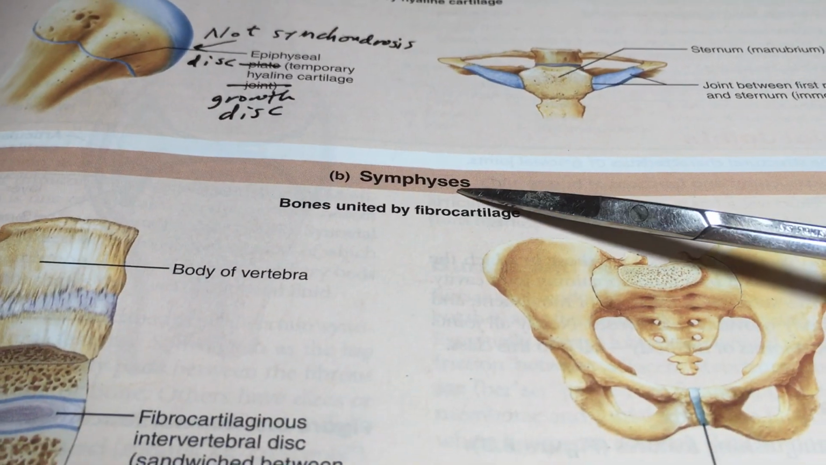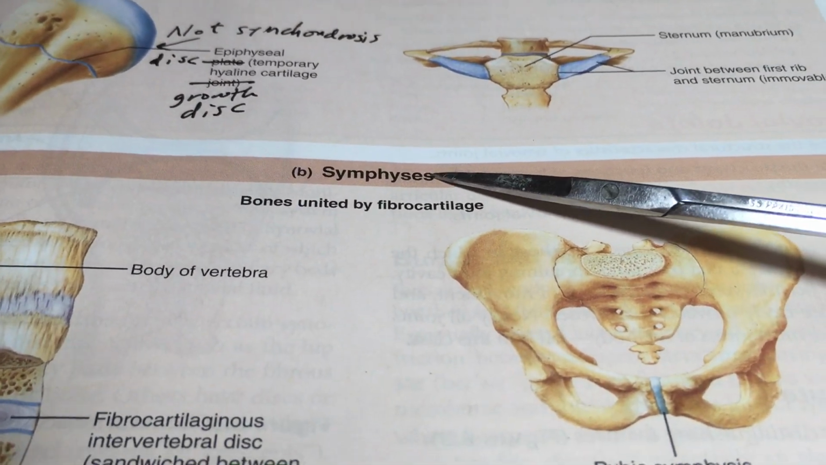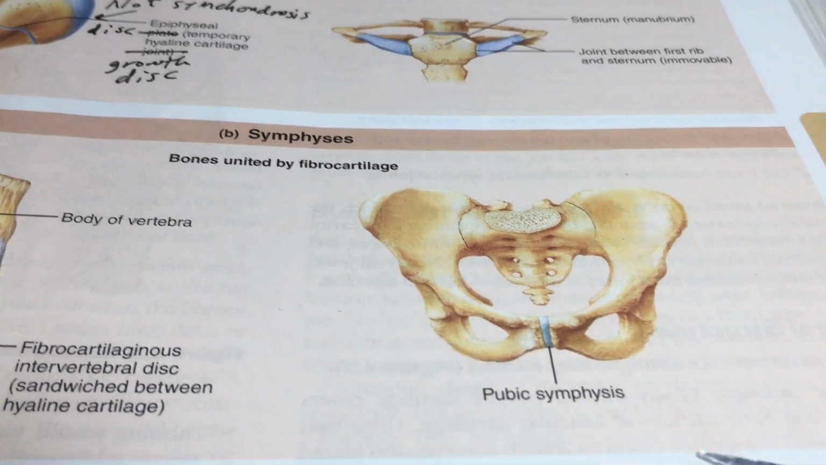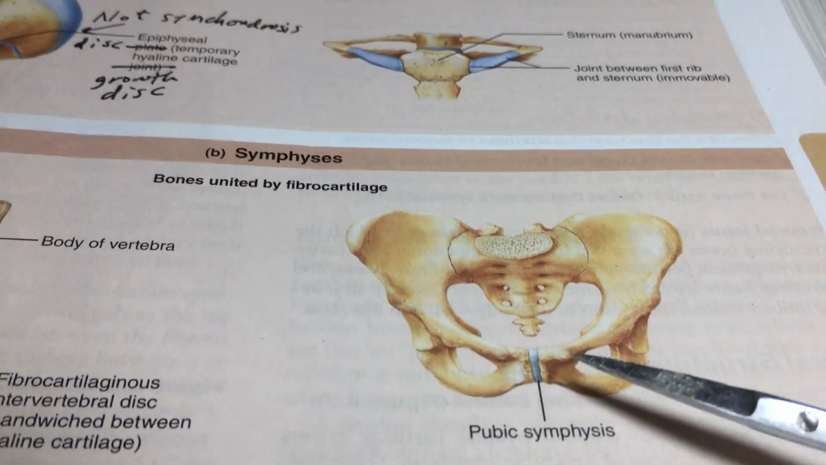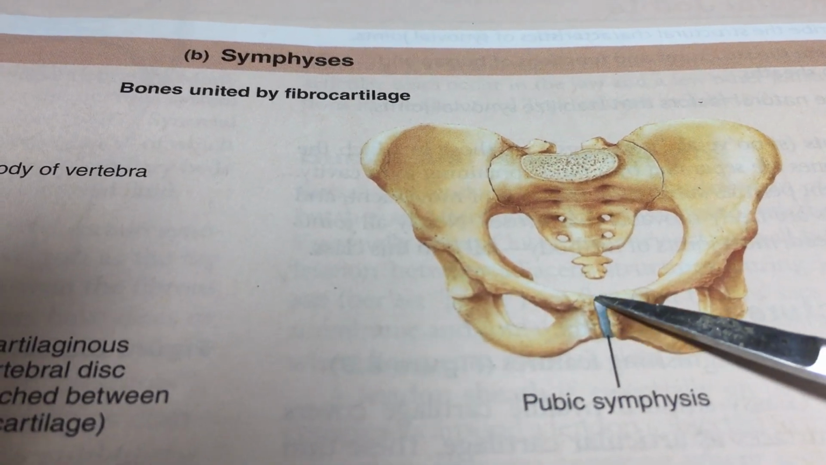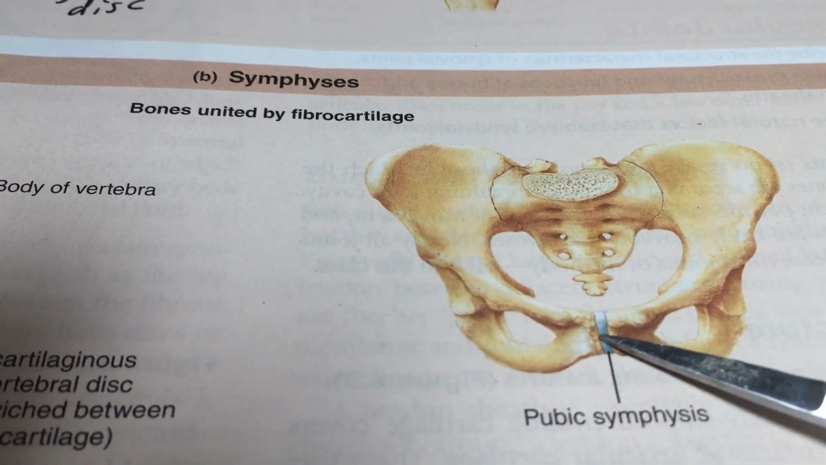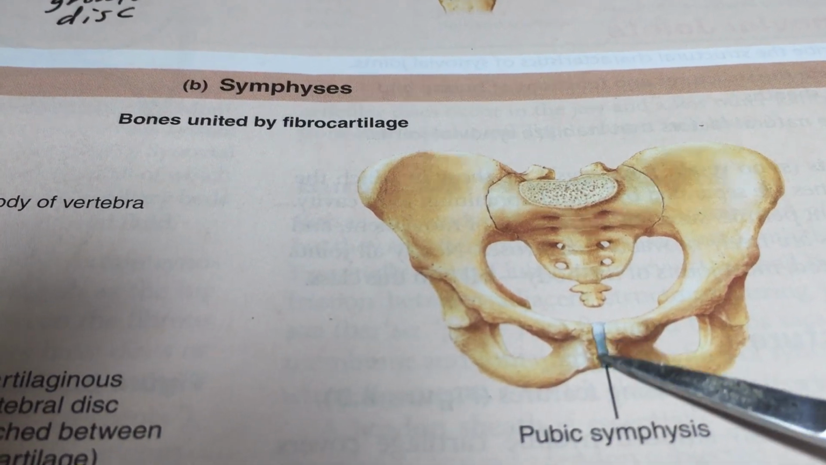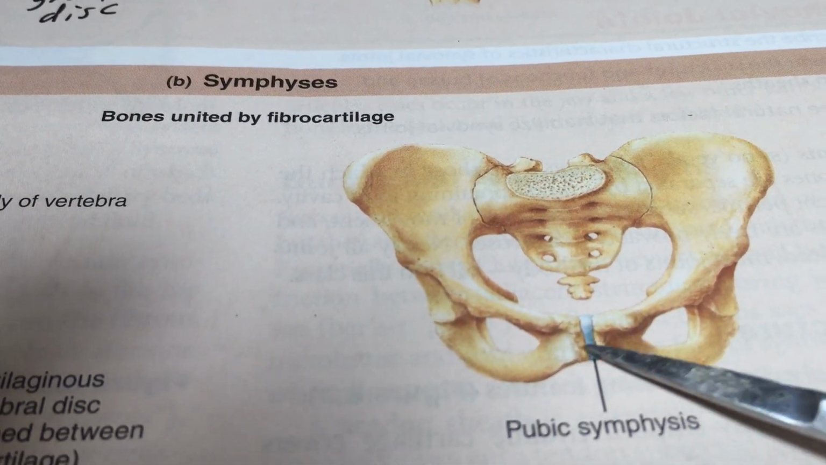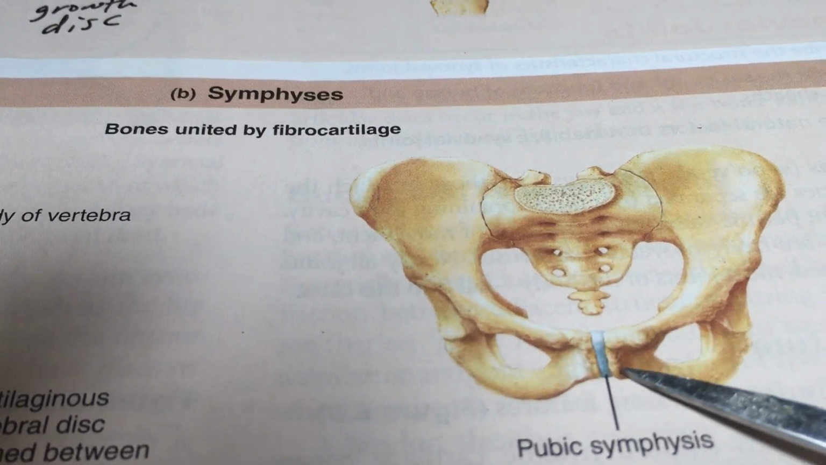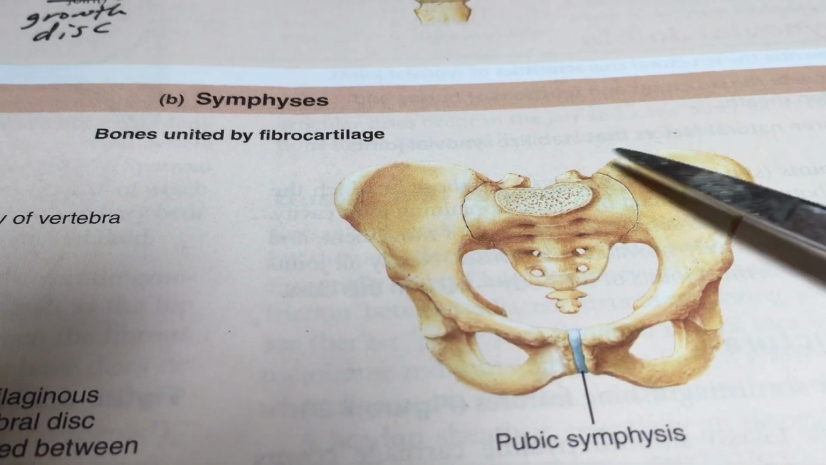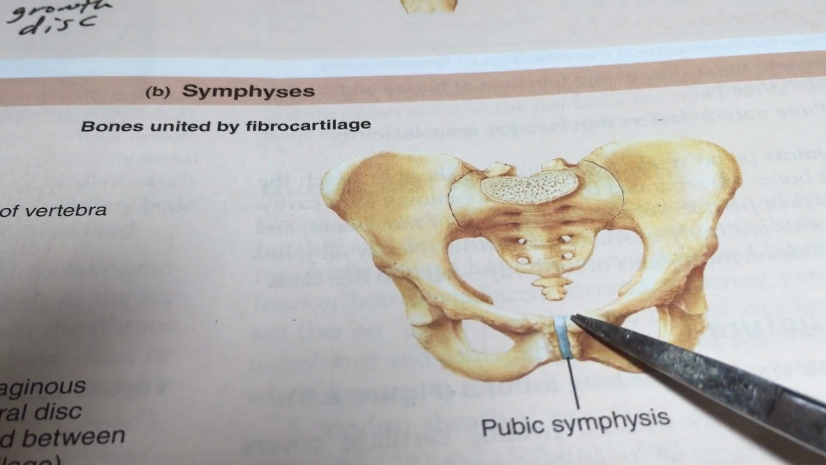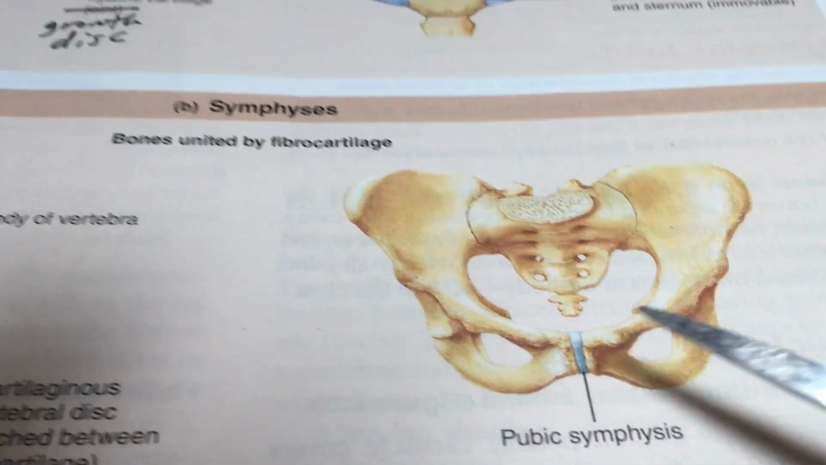Alrighty, then we have something called a symphysis. Some things are actually utilizing the name of the joint classification. So a pubic symphysis right here is one in which a fibrocartilage, how shall I say, unifying matrix is joining together the two pubic bones of the pelvic girdle right there. Okay, so a pubic symphysis.